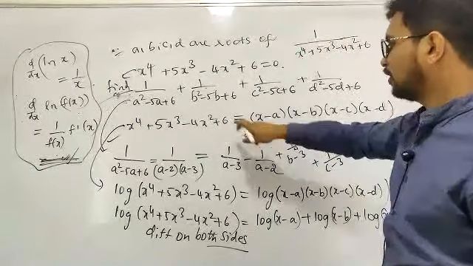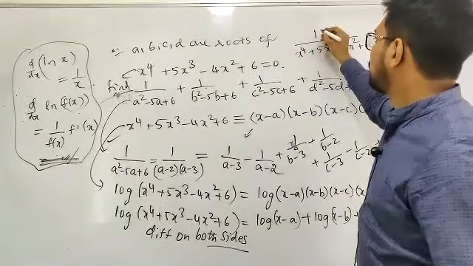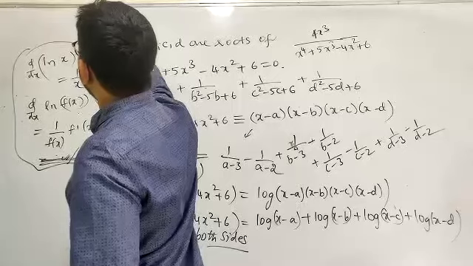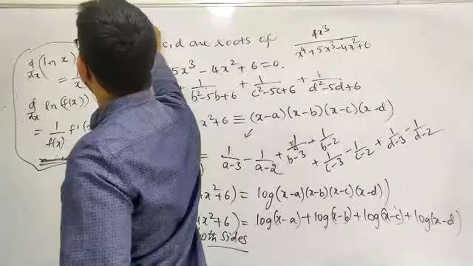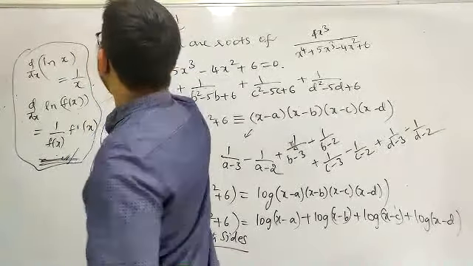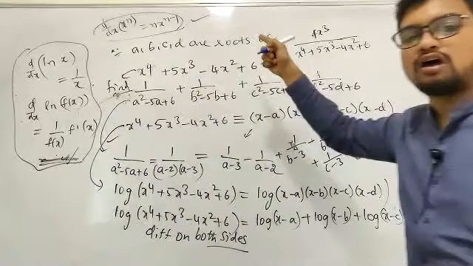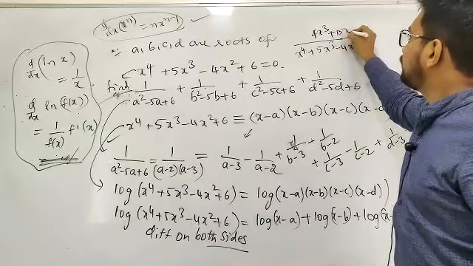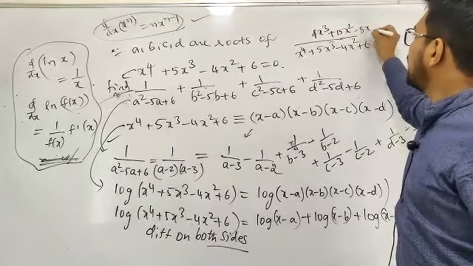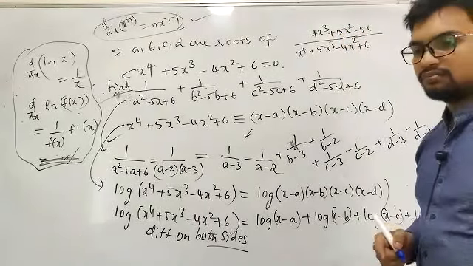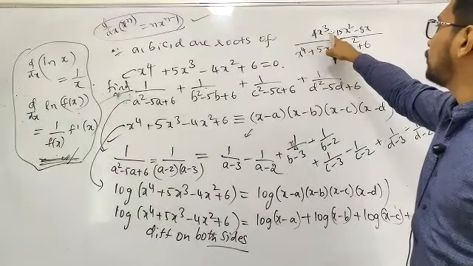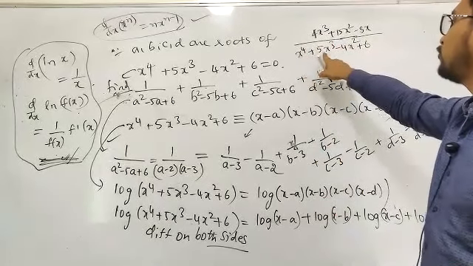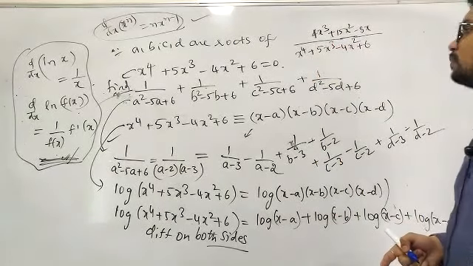The derivative of this part: d by dx of x power 4 is 4x cube. I told you, d by dx of x power n is n into x power n minus 1. We have already been using this because the problems already use it. So this becomes 4x cube plus 15x square minus 8x. Problem is done. So this is 4x cube plus 15x square minus 8x divided by x power 4 plus 5x cube minus 4x square plus 6.